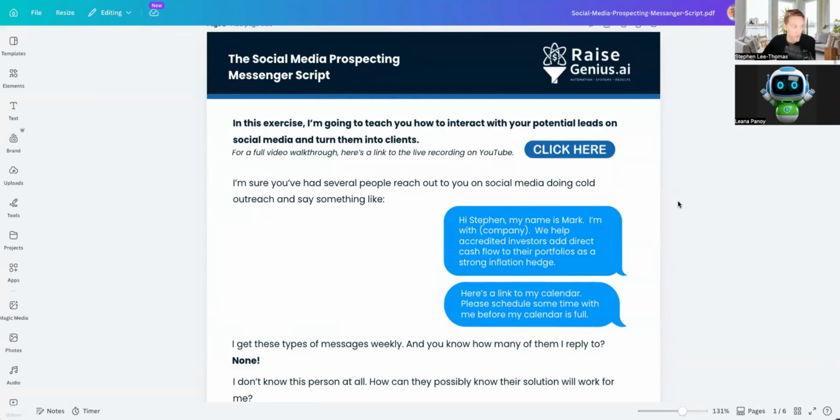And like I said, this is going to be a resource we're going to make available to everyone that you can print out. And it's also going to have a link to the AI agent, the custom GPT.